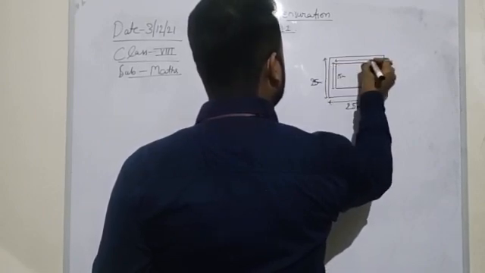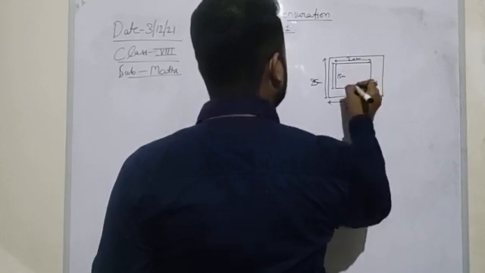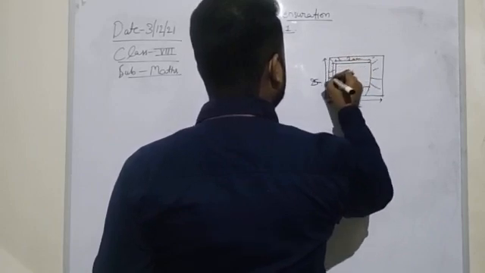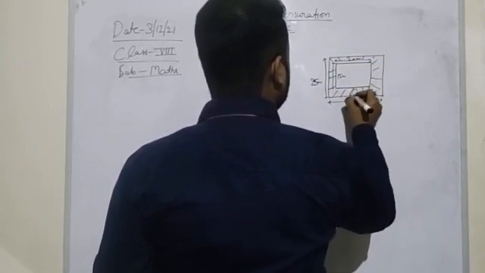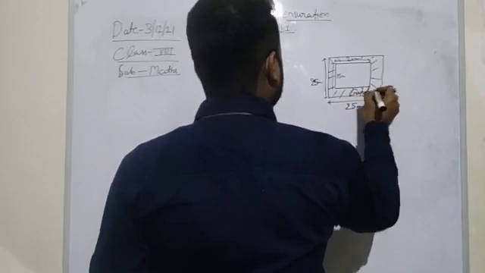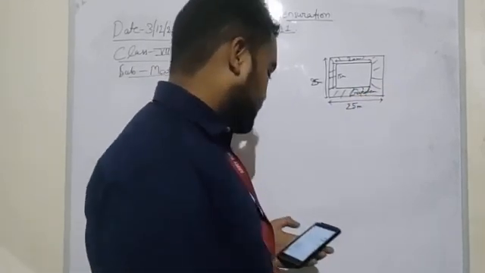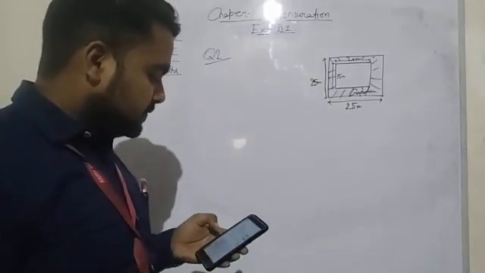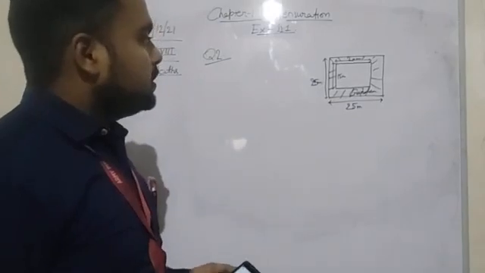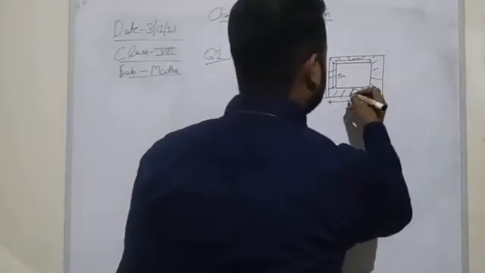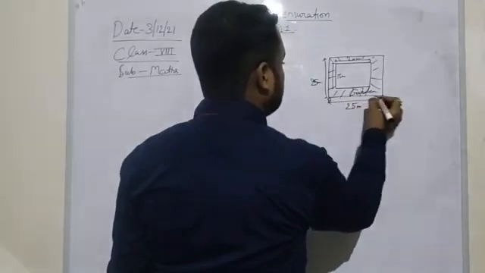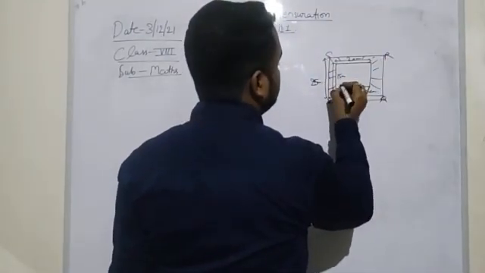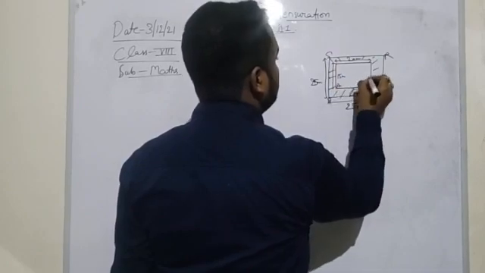This is of 20 meter, and this area is garden area. We have to find the cost of developing the garden around the house. Okay, so first we have to find the area of this garden. So first name it PQRS, and this one is ABCD.